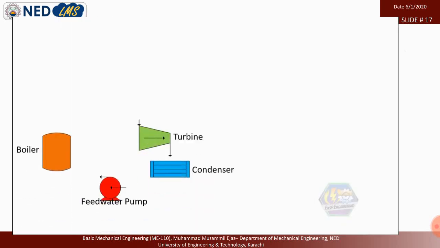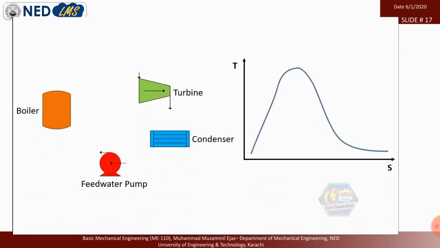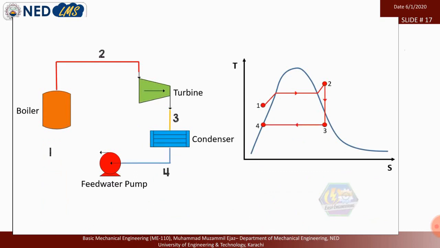Okay, so let's have a recap. Starting from the boiler, we convert the liquid water into steam. Introduce it into the turbine to generate work, and then we condense it in the condenser and pump the liquid water back to the boiler through a high-pressure pump.